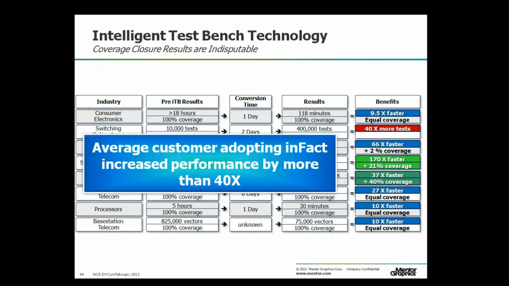We have over 40 customers that have our graph-based verification, and they're averaging 40 times throughput. Some are only getting 10x. One customer got 170 times faster and got that 21% coverage that they weren't able to get before because their stimulus model didn't match their coverage model. And you probably don't even know it.